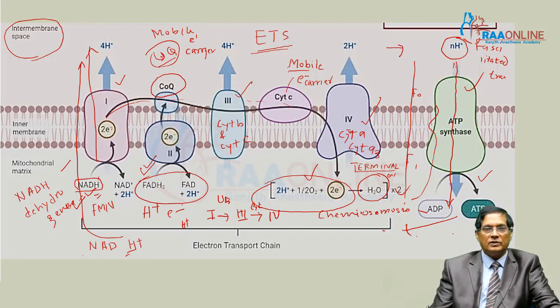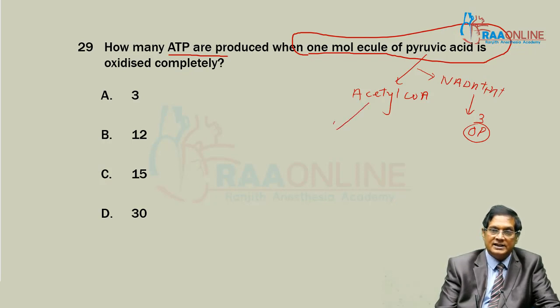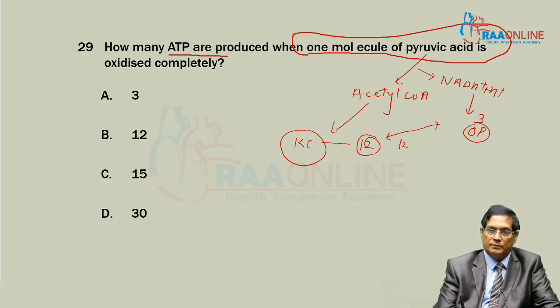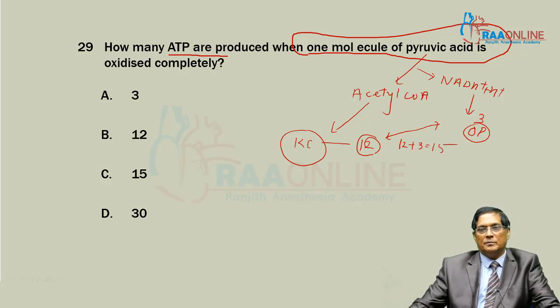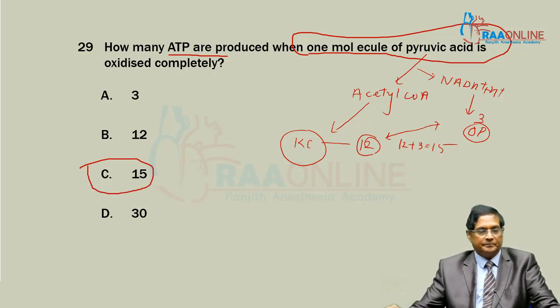So come to this one: acetyl coenzyme A is formed, then acetyl coenzyme A is oxidized completely via the Krebs cycle, and each Krebs cycle forms 12 ATP, and from the intermediate step 3 ATPs are formed. 12 plus 3, that is 15 ATPs are formed from pyruvic acid. Complete oxidation means the Krebs cycle definitely takes place. So from 1 pyruvic acid 15, from 2 pyruvic acid 30.